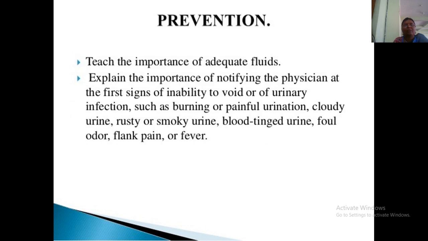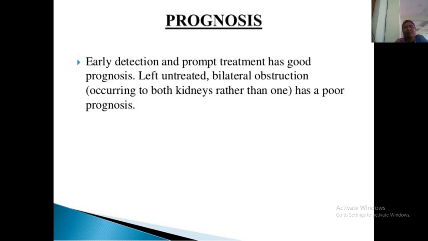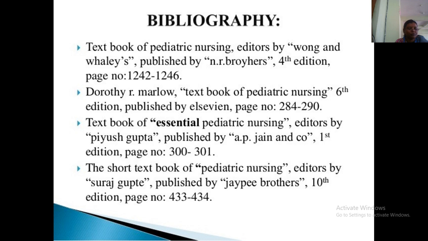Prevention: teach the importance of adequate fluids, explain the importance of notifying the physician at the first sign of inability to void or urinary infection such as burning or painful urination, cloudy urine, rusty and smoky urine, blood-tinged urine, foul odor, flank pain or fever. Prognosis: early detection and prompt treatment have a good prognosis. Left untreated, bilateral obstruction has a poor prognosis.